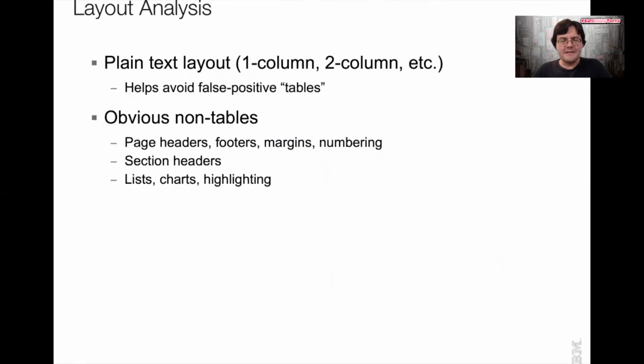So the next subtask is page layout. Plain text often comes in a 2-column or 3-column layout. If you don't detect it, you may identify false positive tables just because plain text has a complex layout. Pages often have footers and headers that have structure in them, which may come across as a table. Lists often may look like a table, especially if they are hierarchical.